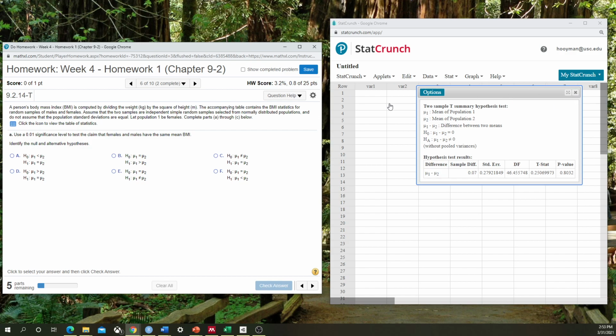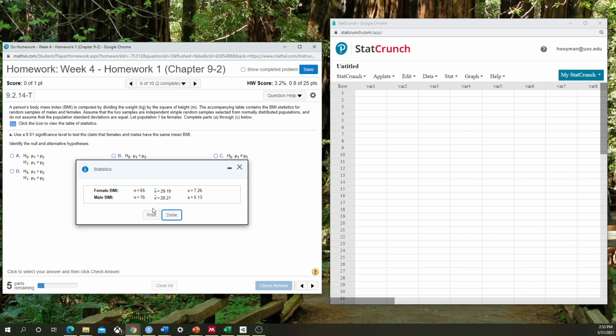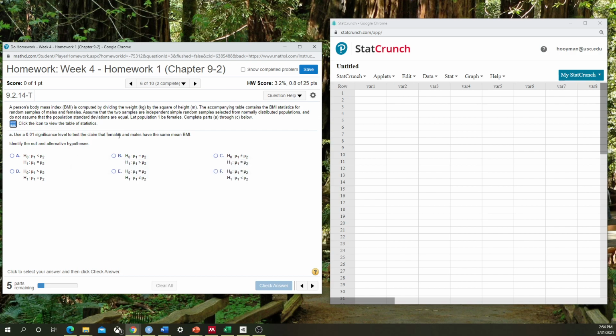All right, what do we have here? Basically the same thing as before. You have your n, your x bar, your means, and your standard deviation. The important thing to do is to test the claim that females and males have the same mean BMI. When it says the same, it means our alternative hypothesis is going to be not equal to. And that's going to set you up for what your statistics are going to be. Make sure that when you read the claim, you understand that whatever the claim is, that is going to directly determine what your hypothesis is going to be. Okay.